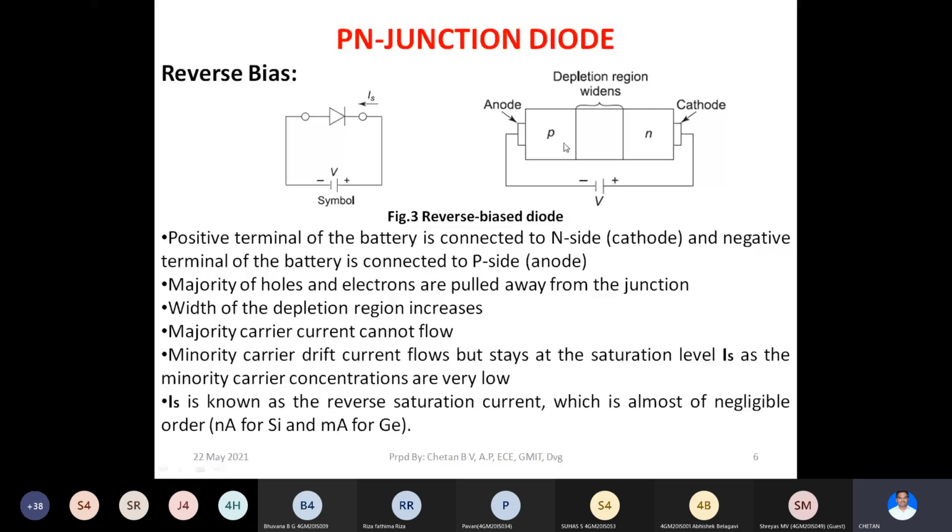Here, more electrons will be generated, and here, sufficiently more holes will be generated, and they will cross. The electrons will move towards N and the holes move towards P. So this will result in the flow of a large current in the reverse breakdown. This process is called the avalanche effect. I hope this is clear.